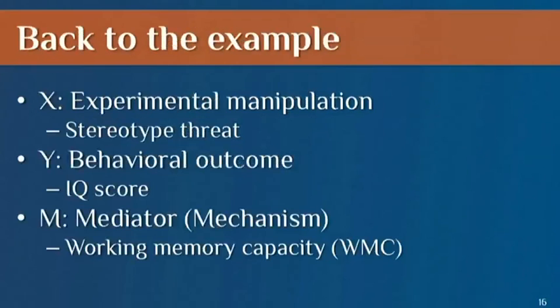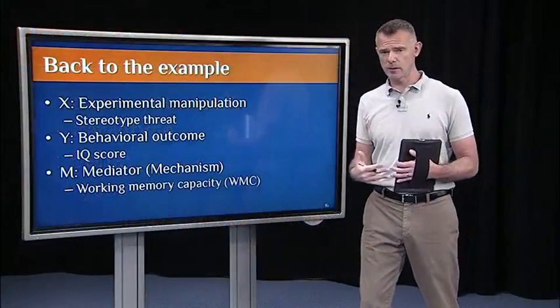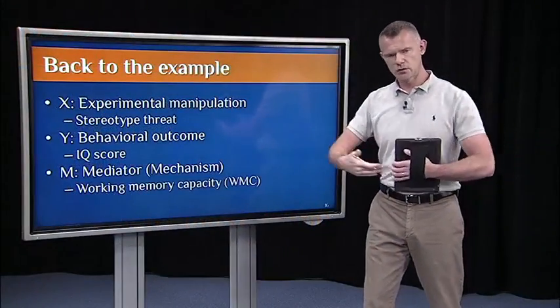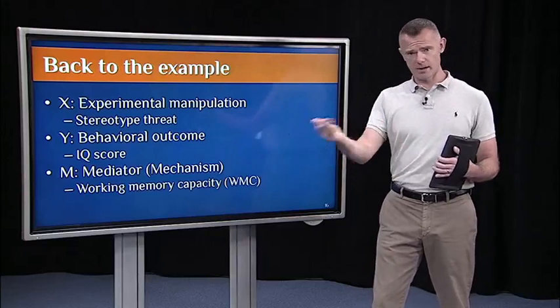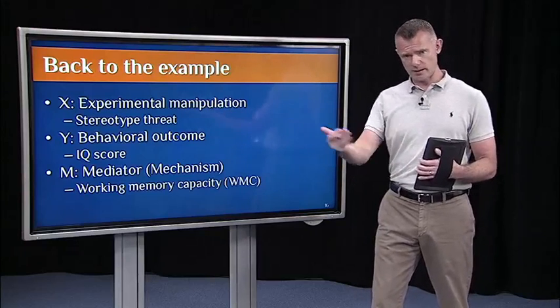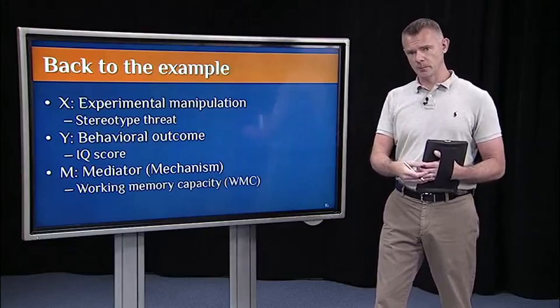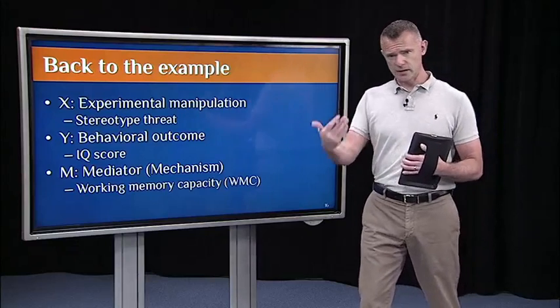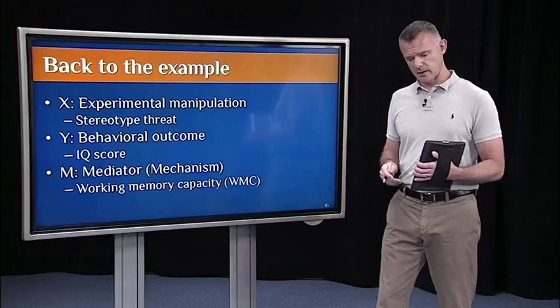So again, back to the example, I'm going to put in stereotype threat as our predictor. And in this case, I'm just going to keep it simple. We're just going to have two levels of x: a threat condition and a control condition. Again, this is a true randomized controlled experiment. So imagine that students come into a lab and they're randomly assigned to either a threat condition or a control condition. And then they're asked to take a working memory test and an IQ test.